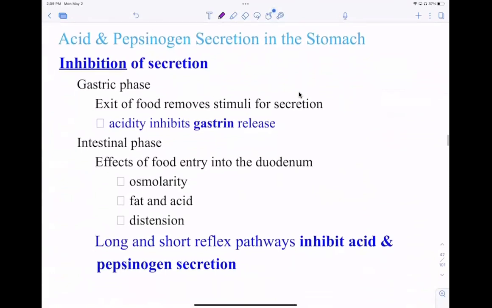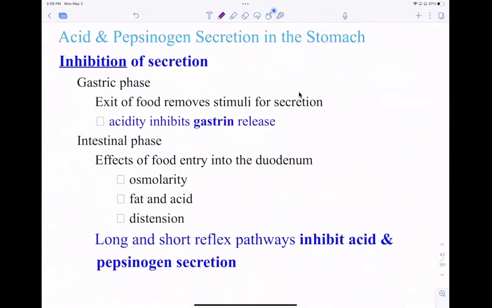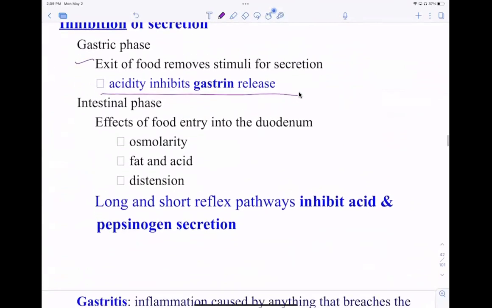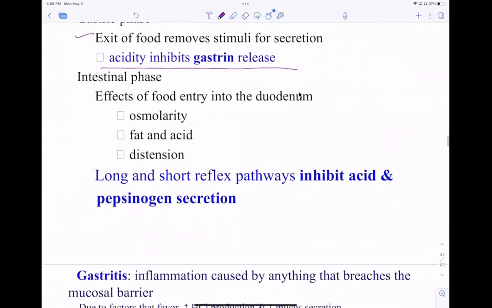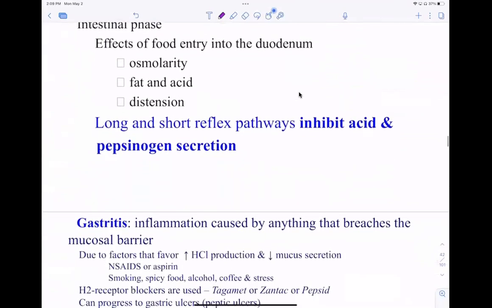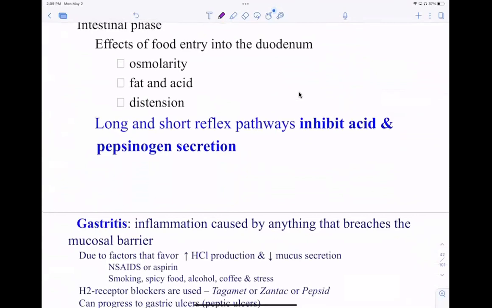Things that inhibit secretion. So if you have too much acidity, it can inhibit gastrin being released, or if the food exits into the duodenum. And if the food exits the stomach into the duodenum, that decreases the osmolarity in the stomach and decreases all these things, which then inhibits more secretion.